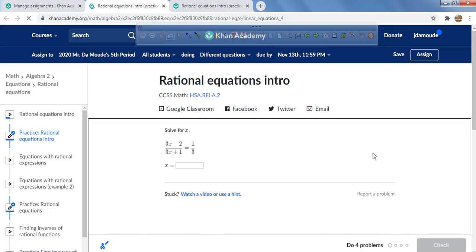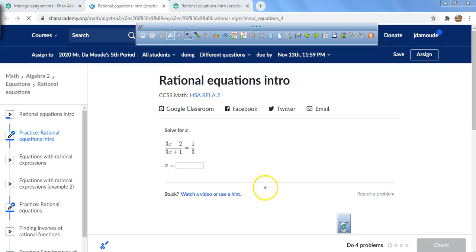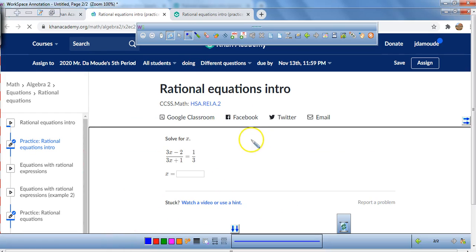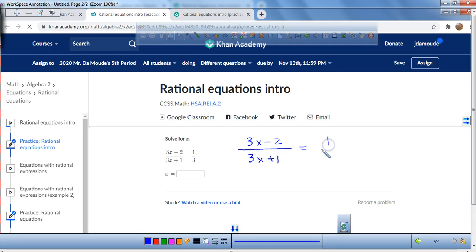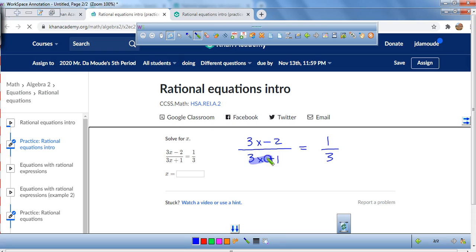All right, so here's a little bit more complicated one. Let's go ahead and take a look at this. This one's already set up, but I'm going to write it a little bit bigger in case you can't see it. It says 3x minus 2 all over 3x plus 1 equals 1 over 3. So we're trying to find what value of x you would plug in here and here to make this equal to 1/3. So we'll do a little cross multiplication.